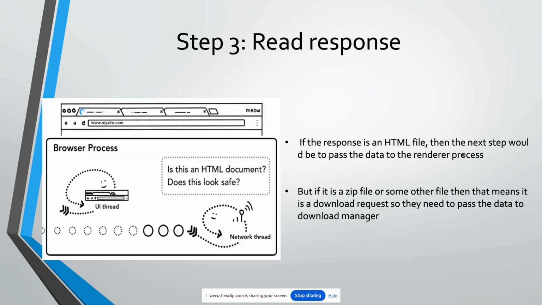So at the read response, if the response is an HTML file, the next step would be passing the data to the render process, because we have to render it, right? But if it's a JPEG file, a download request could begin and it goes to the download manager.